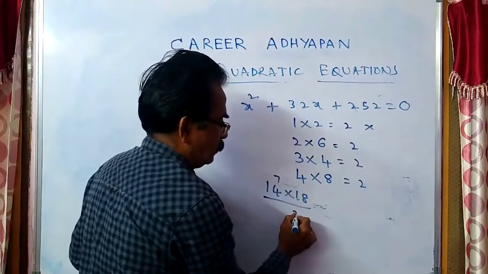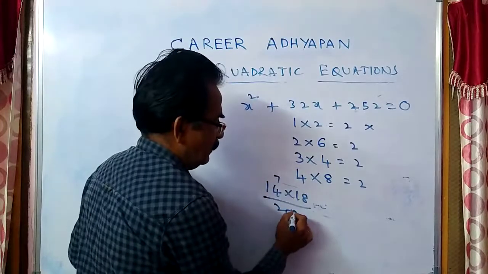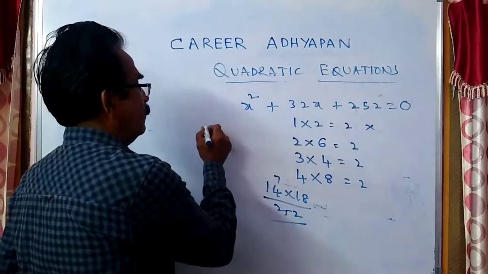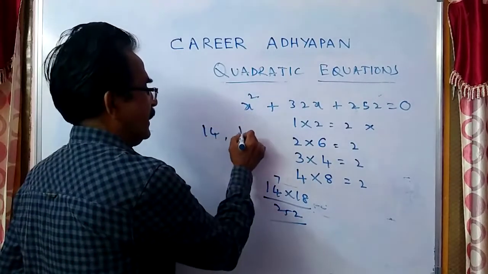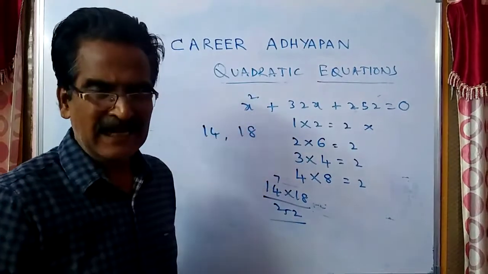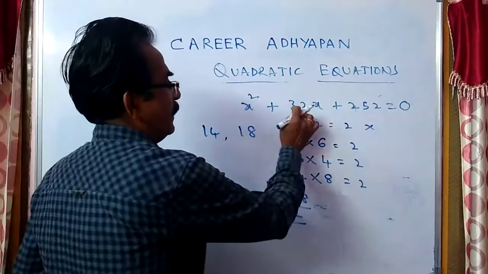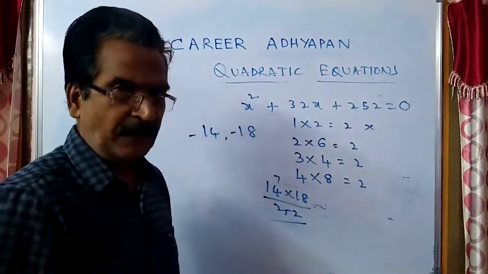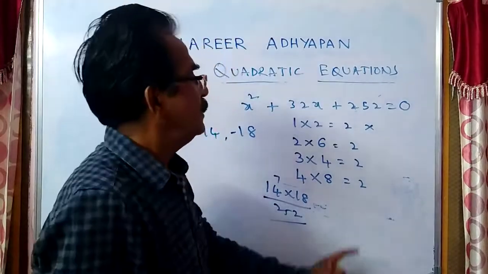18 4s are 72. 18 1s are 18 plus 7, 25. So the roots of this equation are 14 and 18. Coming to sign, A, B and C are all positive. So the roots are minus 14 and minus 18.